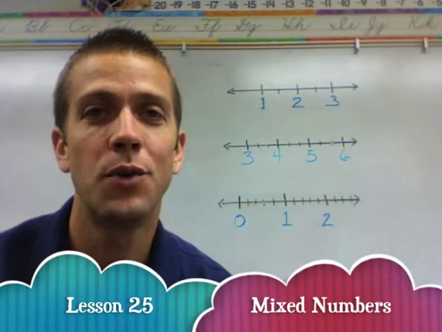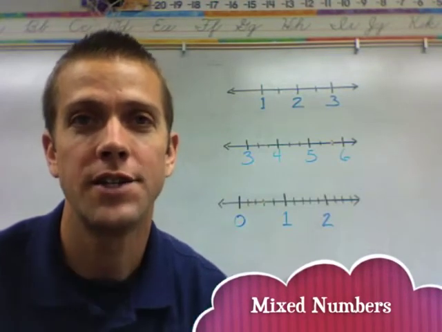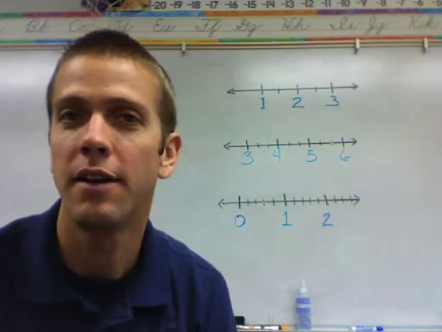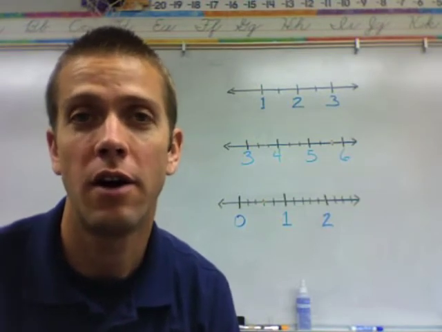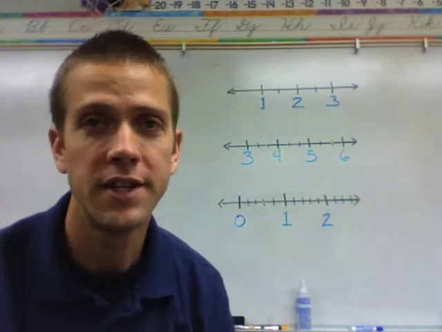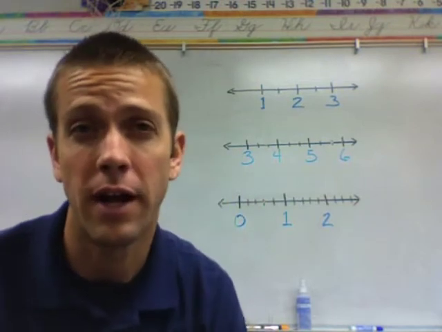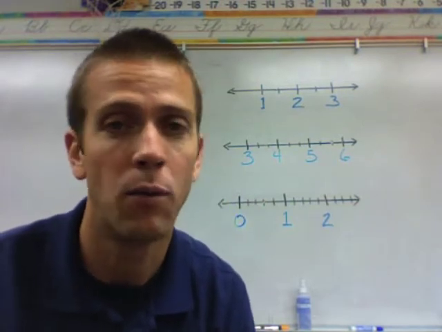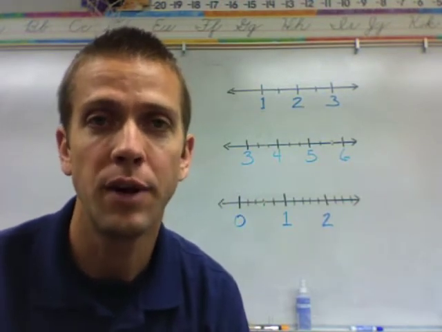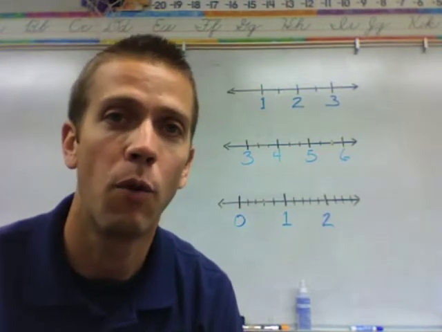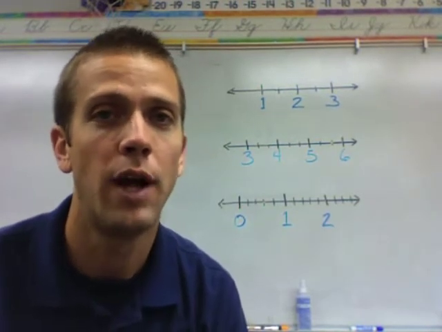Alright, this is lesson 25, mixed numbers and fractions on a number line. This lesson connects back to lesson 2 where we had to draw and learn about number lines. As you can see on the board, I have drawn 3 number lines. The first one is a really basic one, 1, 2, 3, and in between each whole number I have 1 tick mark and 2 line segments.